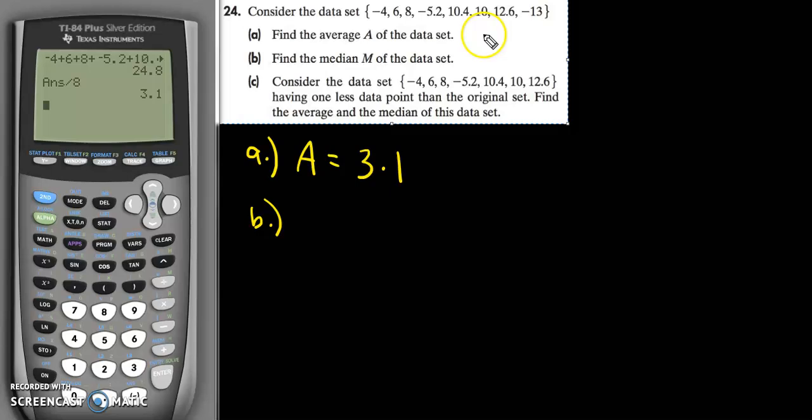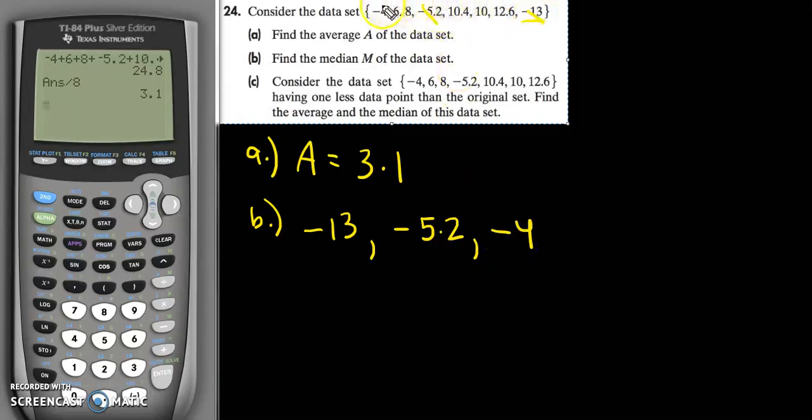Okay, then for the median, I need these numbers to be in order. So let's look and we'll search for the smallest number. And so be careful with negatives, right? The smallest one is -13. It's like the biggest negative number. And then -5.2. And then -4 looks like the next one.